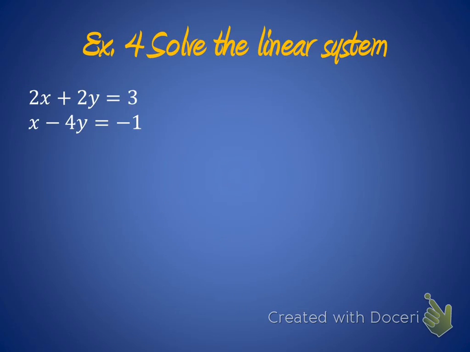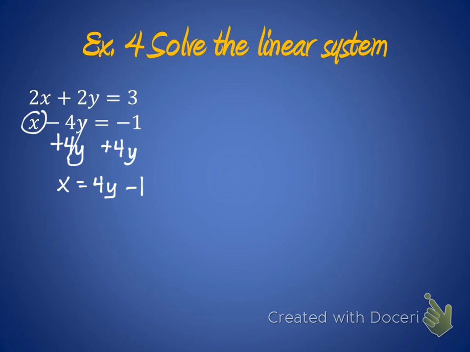Do I have a variable already by itself? Well, there's no number in front of it, but does one of my equations say x equals this or y equals this? No. So what do I need to do right off the bat? You need to get it alone. Which one of these variables do you want to get alone? x. So x equals 4y minus 1.